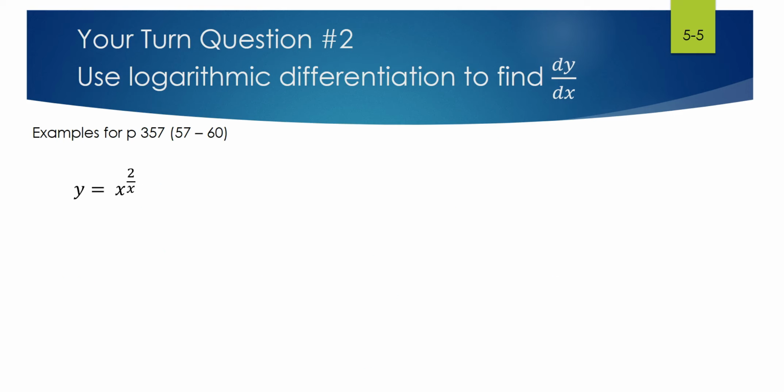So this is your final question. It's just like the one I just did. This is y is equal to x to the power of 2 over x. So that 2 over x is your exponent. You can't derive that the way it's written. Take the ln of both sides, bring that exponent down. Follow my pattern from what I did before. And then send me your answer.